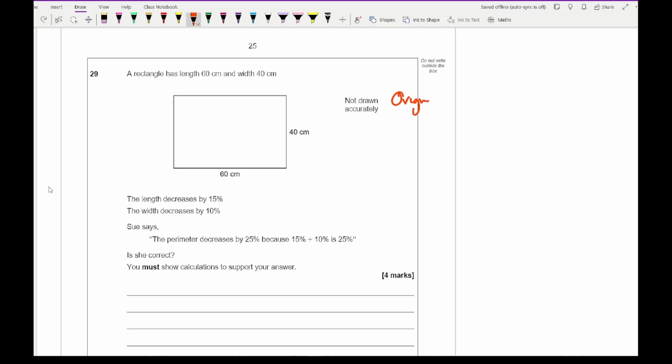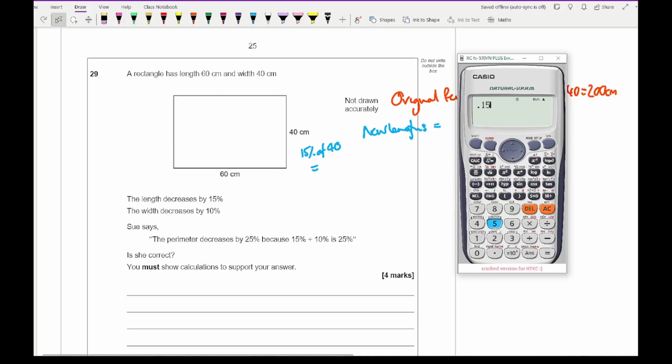So the original perimeter is going to be 60 plus 60 plus 40 plus 40, which is 200 centimeters. Now, in terms of the new lengths, well, it's going to be 15% off. So new lengths are going to be minus 15%. So 15% of 40 is 0.15 times 40, which equals 6. So take away 6 is going to be 34.